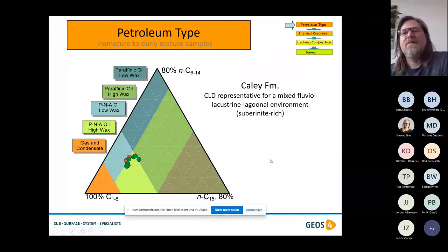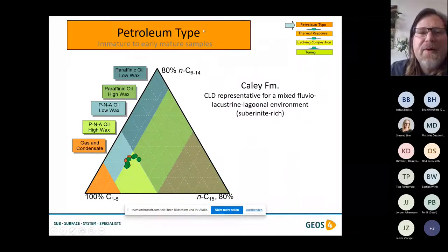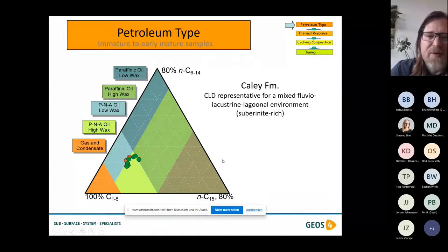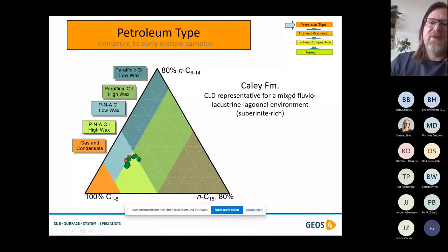Now, the first step in the phase kinetics approach is to define the petroleum type organofacies by using open system pyrolysis GC-FID pyrolysates, or more specifically the chain length distribution in this ternary diagram. So here waxy hydrocarbons are plotted versus intermediate chain length hydrocarbons versus total gas, and the Kelly formation plots over a broader range here at the border of the mixed base paraffinic to paraffinic high wax to low wax oils. So this large variability in composition is mainly due to a variable mixture of chemical precursor structures from the biota sedimented in this mixed fluvio-lacustrine lagoonal environment, which is rich in sub-arenite.